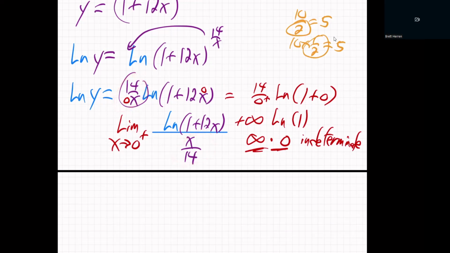Now, why would we do that? Because now if you plug in the 0, x going to 0, put a 0 there and a 0 there, see what we're going to get?